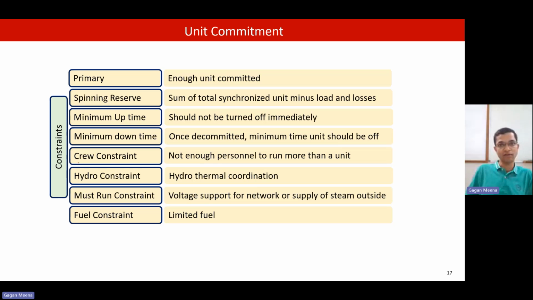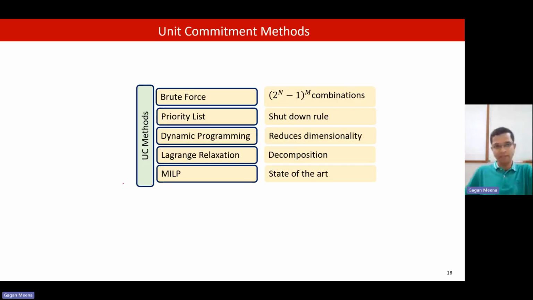Here, I think I have missed out the ramp constraint. There are startup and shutdown rates also. These are similar to the ramp rate, but these are different. Their values are different from the ramp rate. UC methods: we have already seen the brute force one, priority list. Here we have a simple shutdown rule.